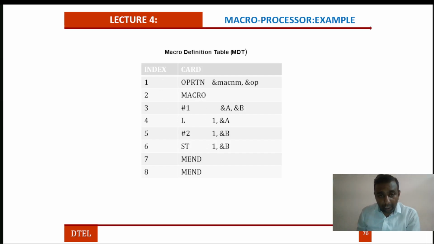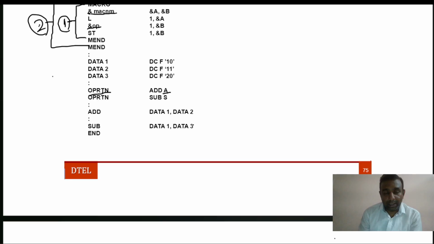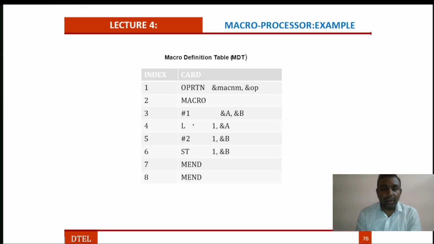Whatever arguments are passed with OPRTN, when we write the body in that MDT, instead of that argument we will write #1 for the first argument and #2 for the second argument. Similarly we define the other definitions, because this is the OPRTN first micro, and the name of the second micro is not defined. But when OPRTN is called, the name of the second micro will be defined.